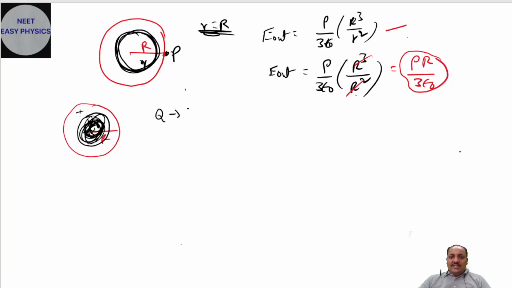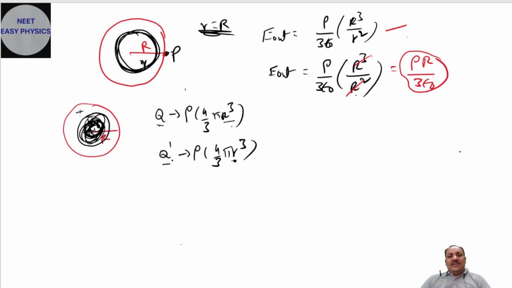So the charge Q available is rho into 4/3 pi R cube in the bigger sphere. Now how much charge is available on the smaller sphere? Q dash is rho into 4/3 pi small r cube. Correct? So within this capital R cube, this much charge is available, which means within this small r, this much charge is going to be available.